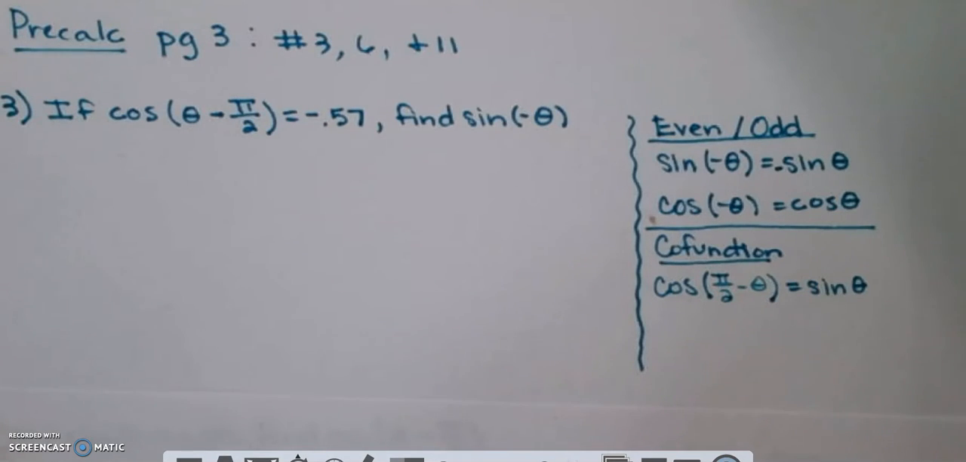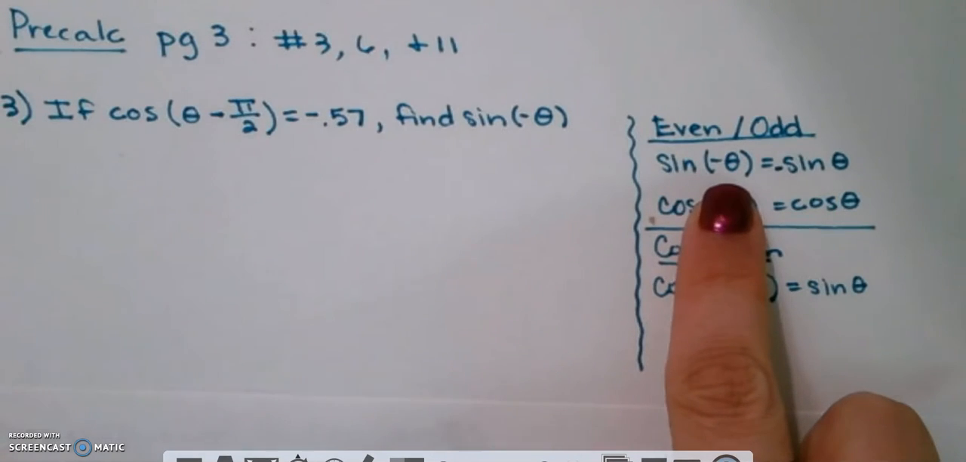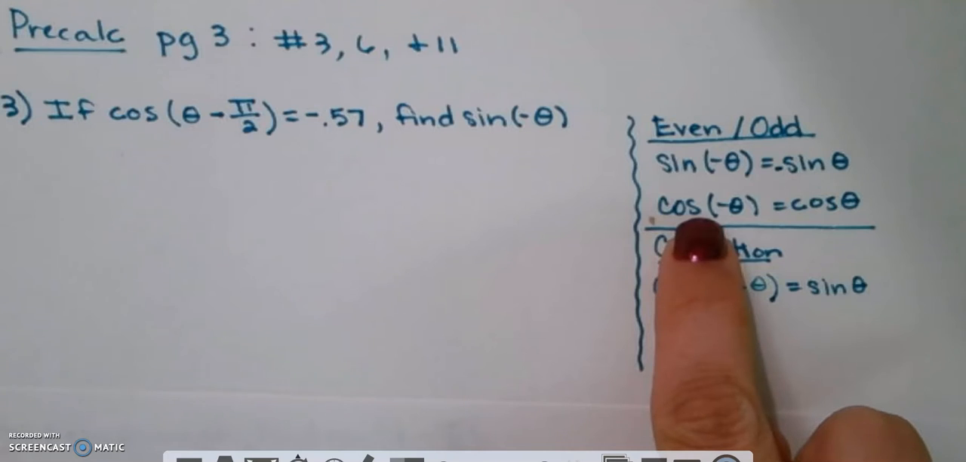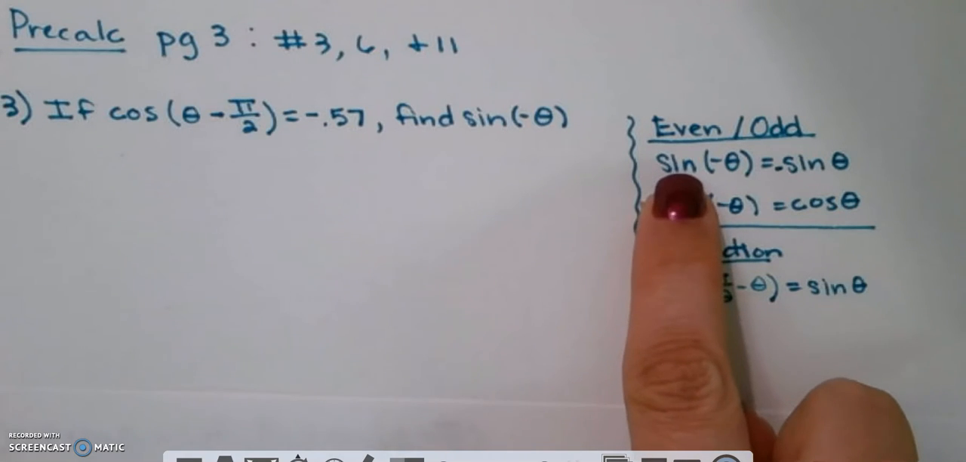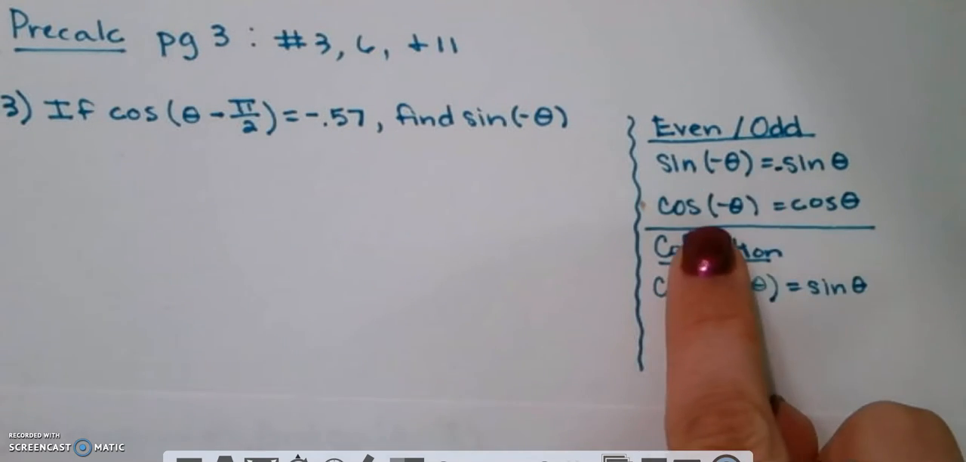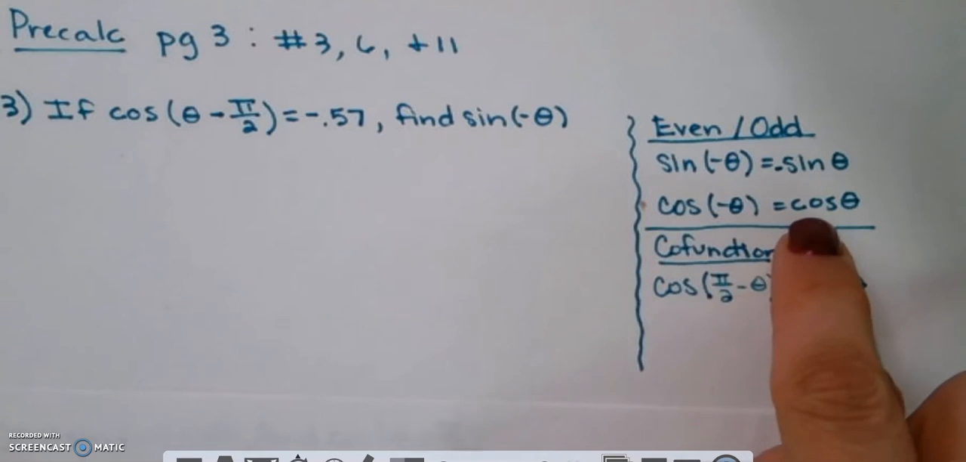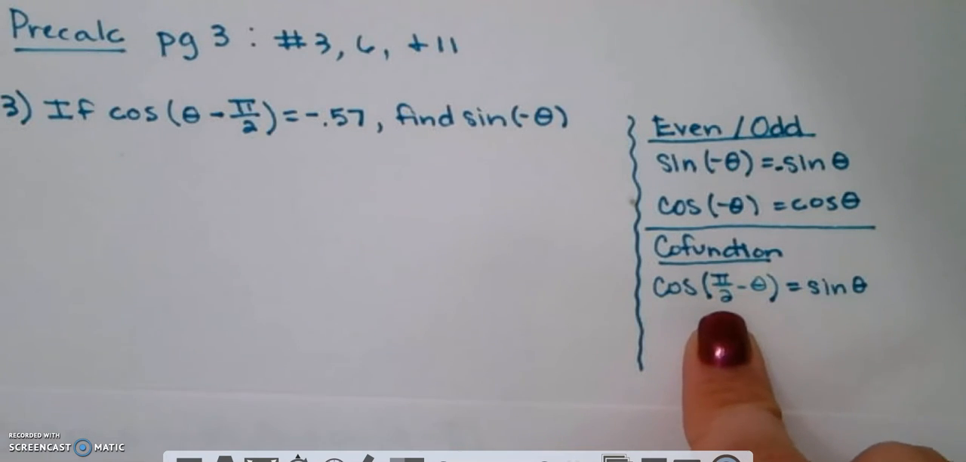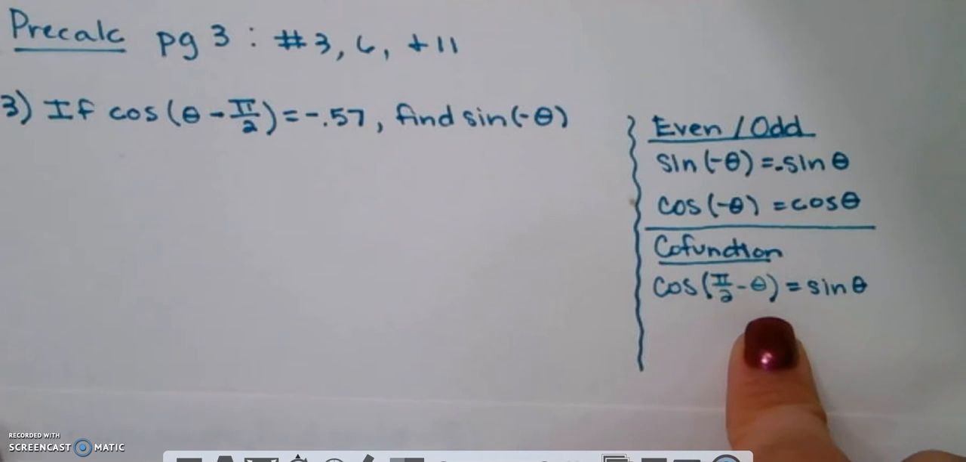Okay, to start this one off, you're going to need to know your even and odd identities, specifically that the sine is odd and the cosine is even. So sine of negative theta is equal to negative sine theta, and cosine of negative theta is equal to cosine theta. The other identity you're going to need to know is your cofunction identity, which is the cosine of pi over 2 minus theta is equal to sine of theta.